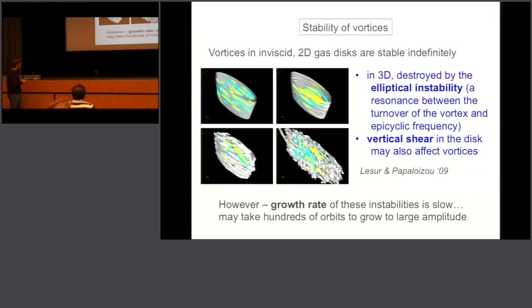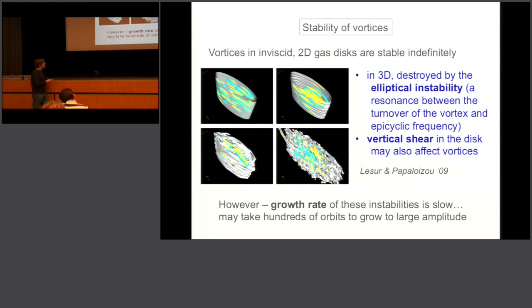How stable are they? Well, if the disk was two-dimensional and had no viscosity, then vortices you place in there have this inverse cascade property of growing into one large vortex, but then that vortex can survive for a very, very long time within the disk. That would be the analog of something like Jupiter's Great Red Spot. Now, in three-dimensional disks, however, there is a reasonably well-known instability of vortices which acts to destroy them. That's described as the elliptical instability.